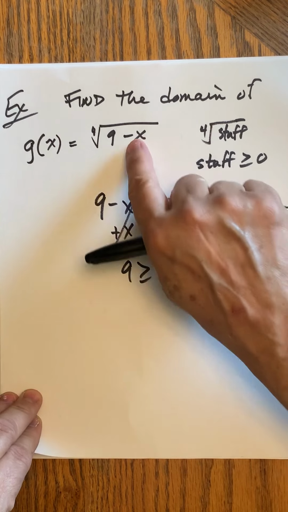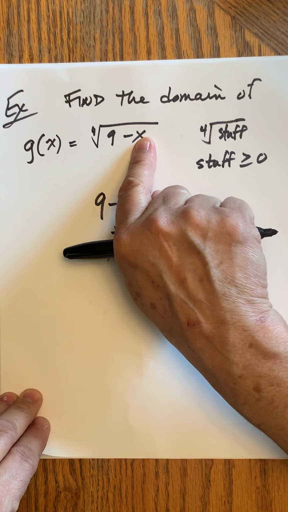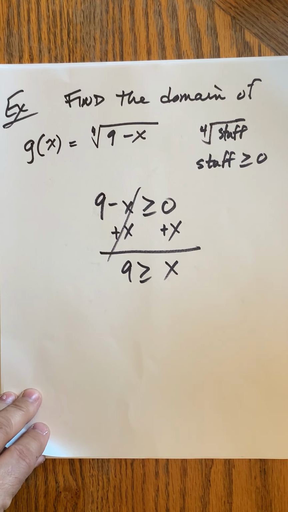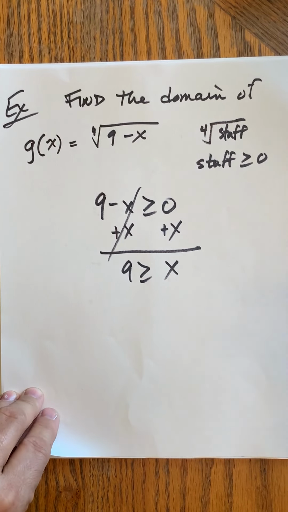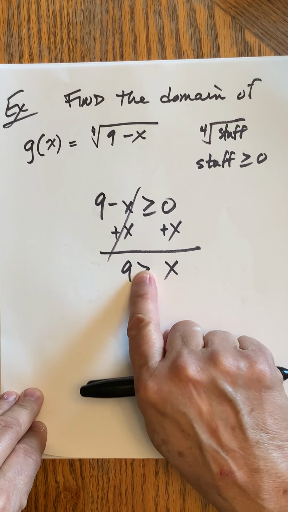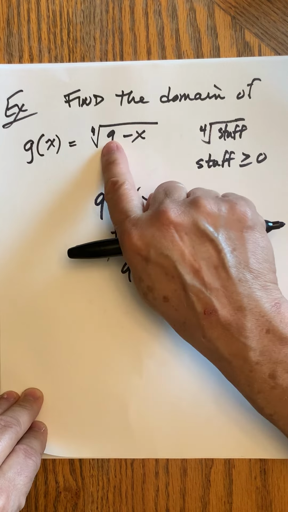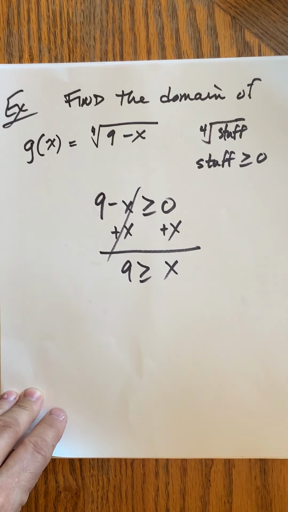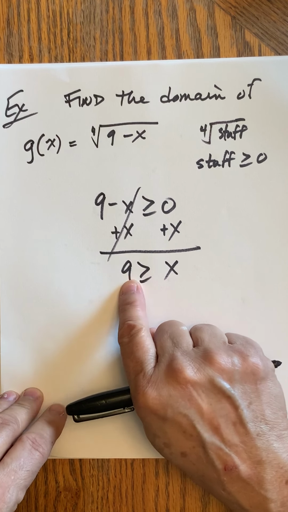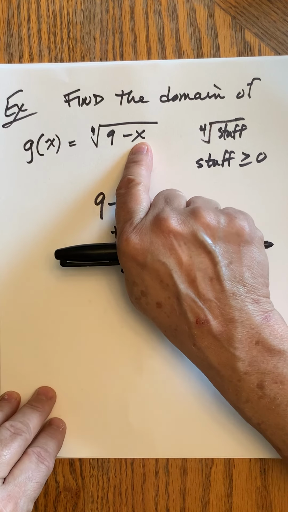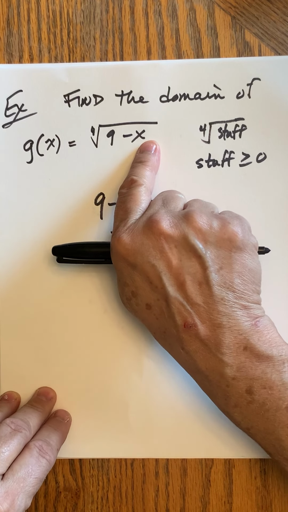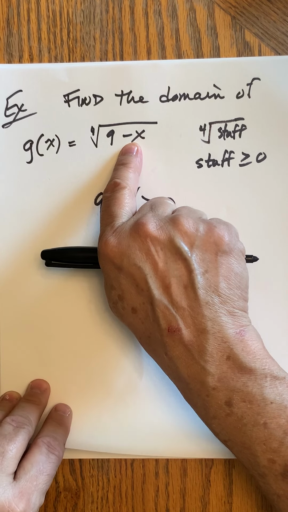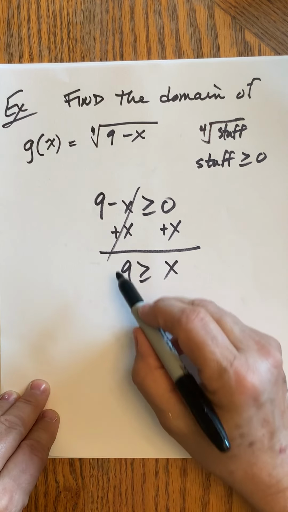So let's say I choose 9 itself. Well, 9 minus 9 is 0. The 4th root of 0 is 0 because what number multiplied by itself 4 times gives me 0? Well, 0. 0 times 0 times 0 times 0, right? What if I put in something less than 9, like 8? So 9 minus 8 would be 1, and the fourth root of 1 is 1, so it works. But as soon as I pick a number bigger than 9, like 10, then 9 minus 10 is negative 1, and I'm taking the 4th root of a negative number, right? So this is my domain.